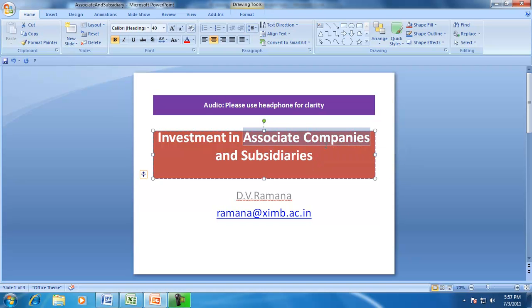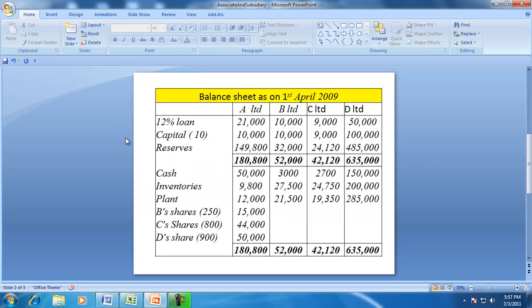The associate company is one where the parent company has no control but has an influence in the financial and operational decisions, and for that we can assume that the investment is within 20 to 50% shares of the other company. So let us take an example to understand that.